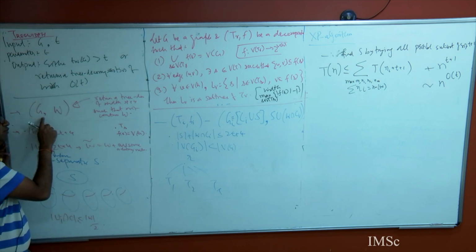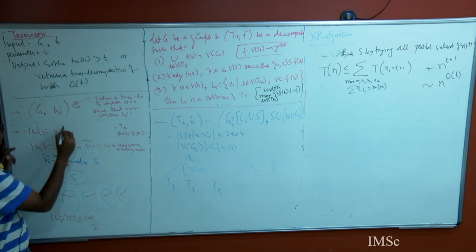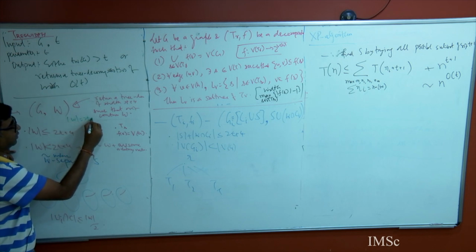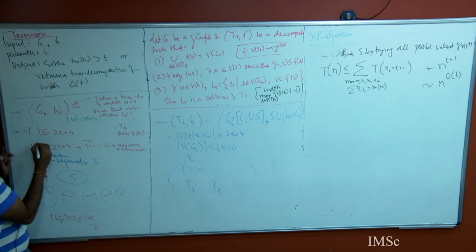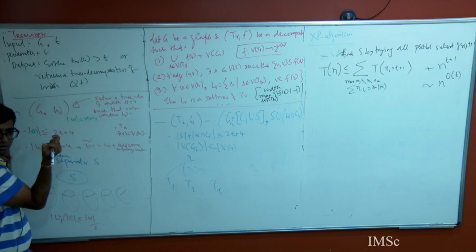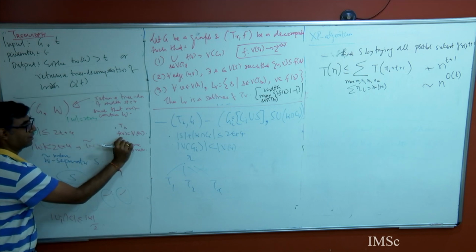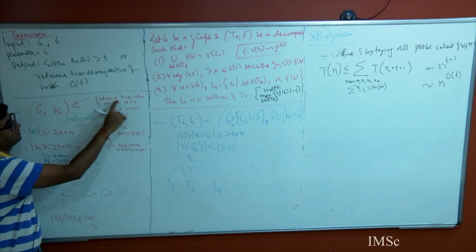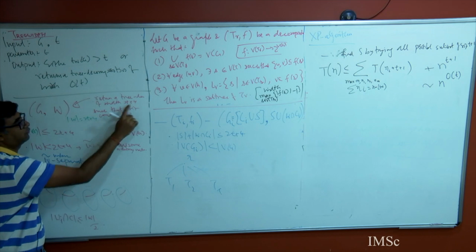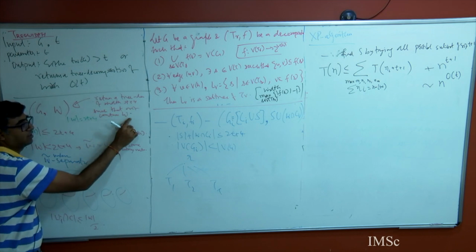It took a graph G and a W, where W had size equal to 2t plus 4. If the vertex set is less than or equal to 2t plus 4, then you return a single node tree Tr, where f of r is the whole vertex set. And what is the invariant we want to maintain? It returns a tree decomposition of width 3t plus 4 such that the root contains W.